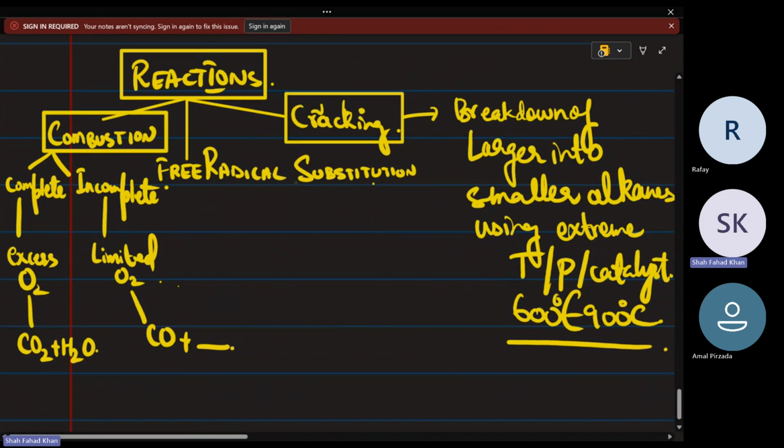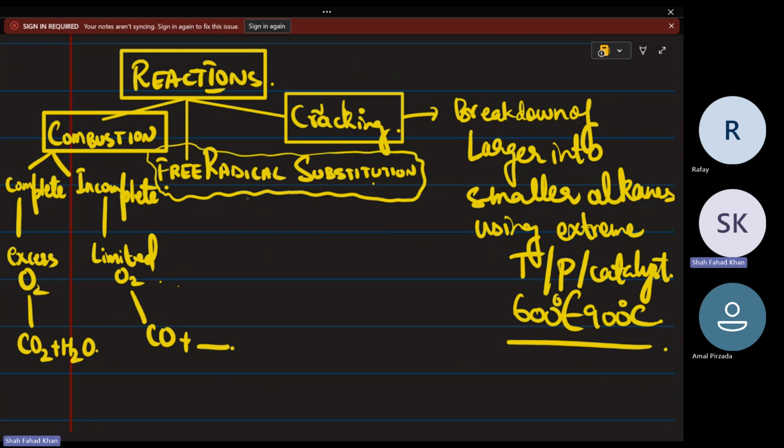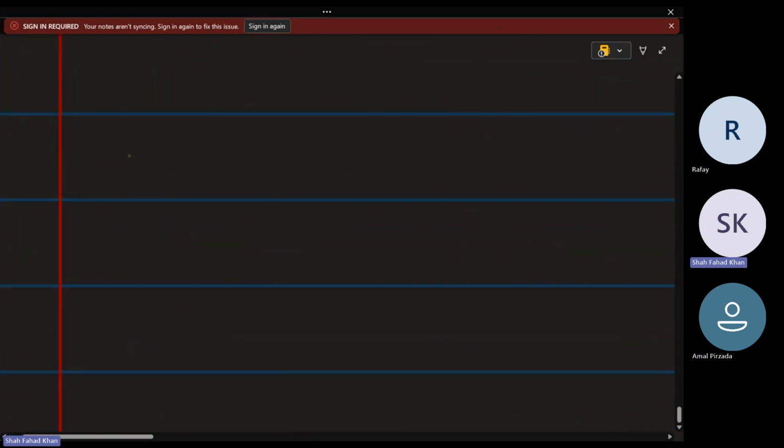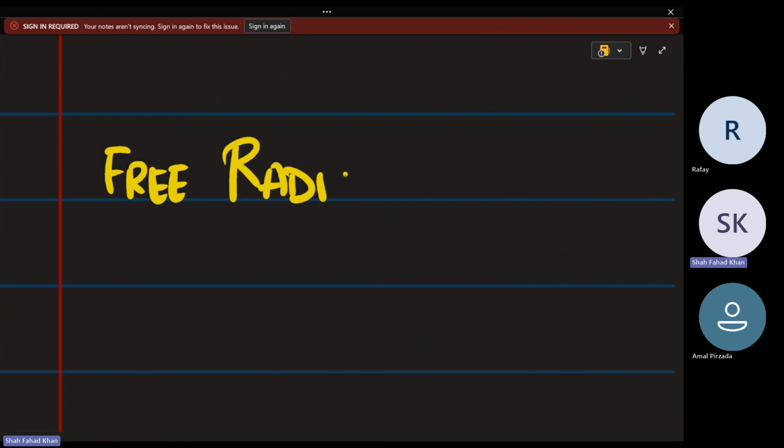Now, free radical substitution, which is the major reaction that alkanes show, and the mechanism is required. We've already done this, Amal. So this is a recap for you, and I expect you to remember all the information that we have studied already. Okay? Free radical substitution. But for you, Rafa, it's new, so it's okay. Let's learn it together. Free radical substitution.